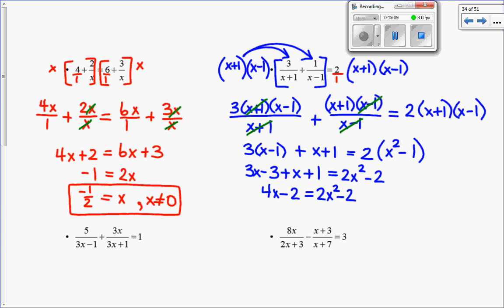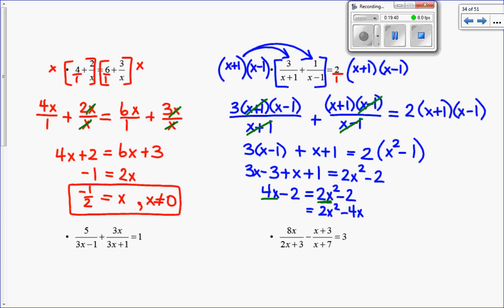Okay, because I see this x squared term, what this tells me is this is one of the types that I am not going to be able to just solve for x. I'm going to have to get all terms over to one side and make it equal to 0. So to do that, I'm going to keep my 2x squared on this side, and I'm going to bring this 4x over by subtracting 4x from both sides. So that's going to give me negative 4x on this side.